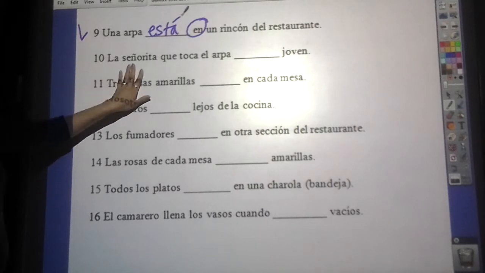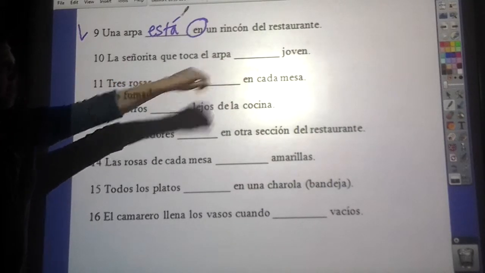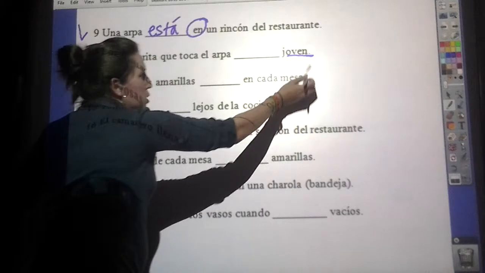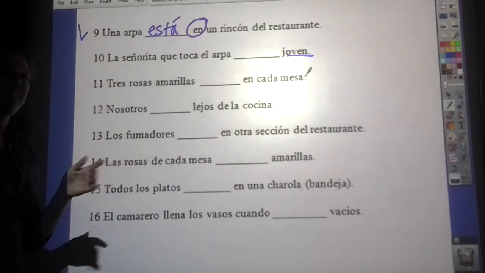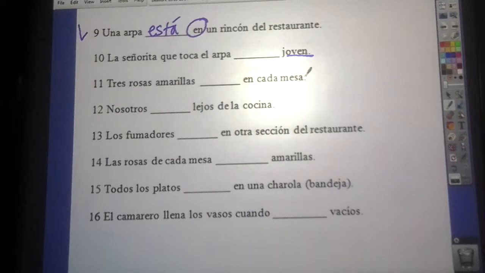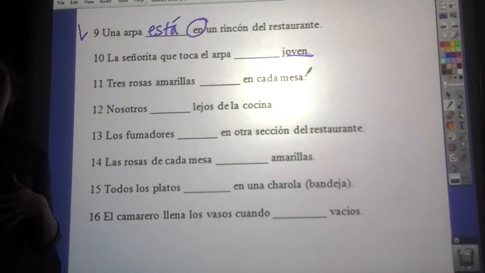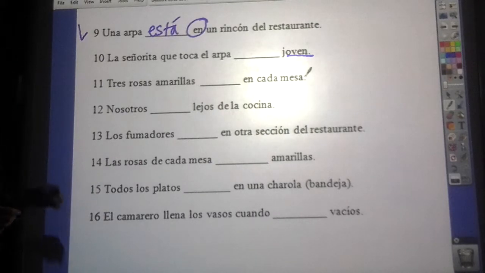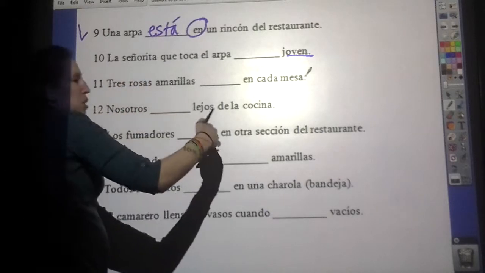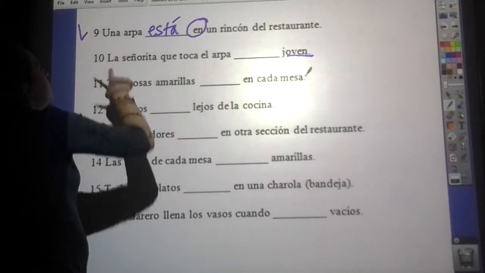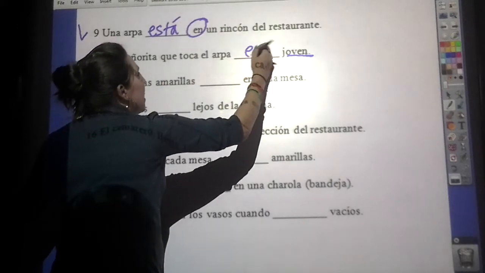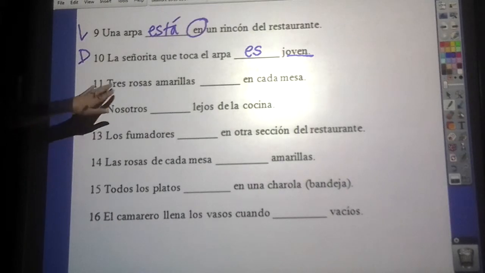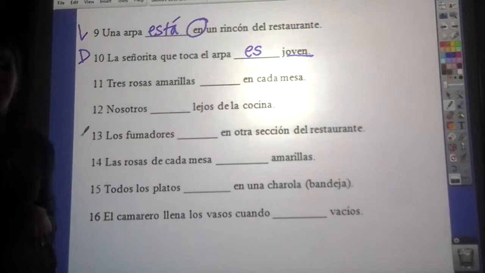10. La señorita que toca el arpa, blank, joven. Okay. Well, we have to know what joven is, which clase means young, excelente, see? And again, young doesn't change overnight. You don't go to bed one night and wake up old, although I kind of will this year when I turn 30. However, that's not something that happens overnight. You don't go from young to old. So, la señorita que toca el arpa es joven. That's a description.